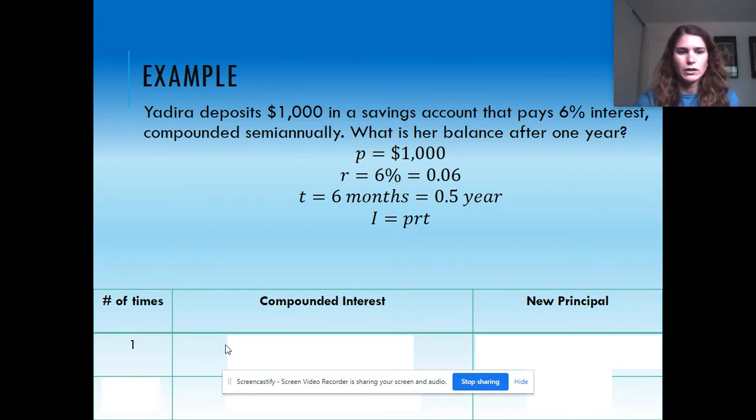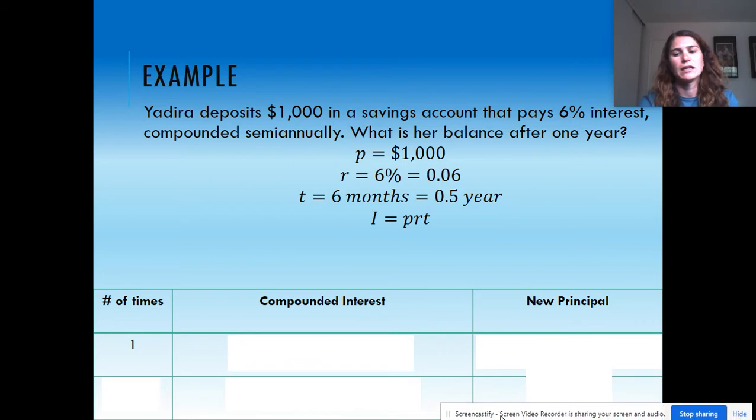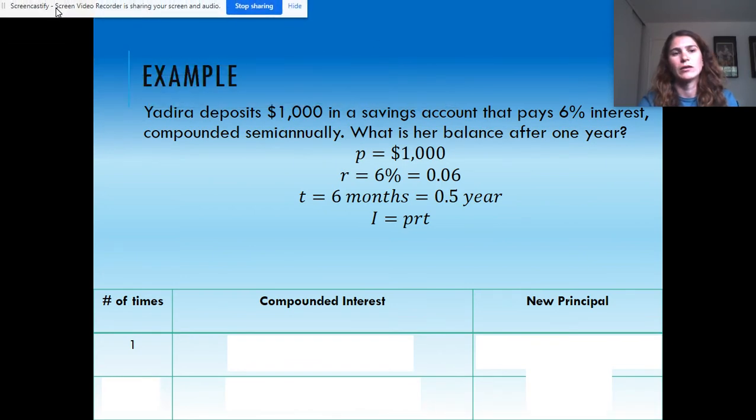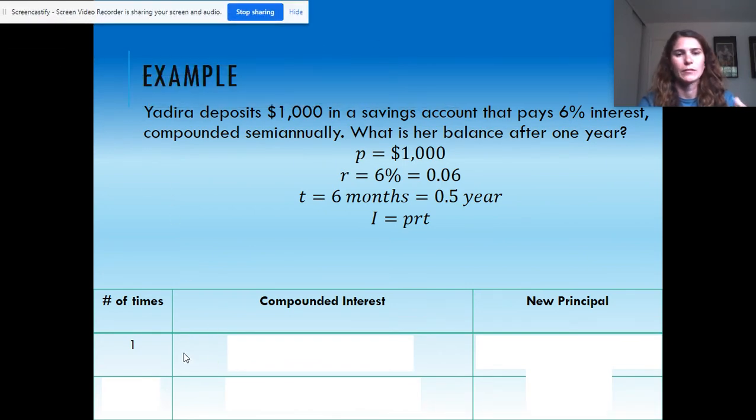If we are talking about compound interest, we're going to be discussing how many times we actually have to calculate the interest. So for our first time here, we look at I equals 1,000 times our 0.06, which is our interest rate, and then the 6 divided by 12 equals 30. So we have now compounded our interest one time. We've calculated interest one time so far.